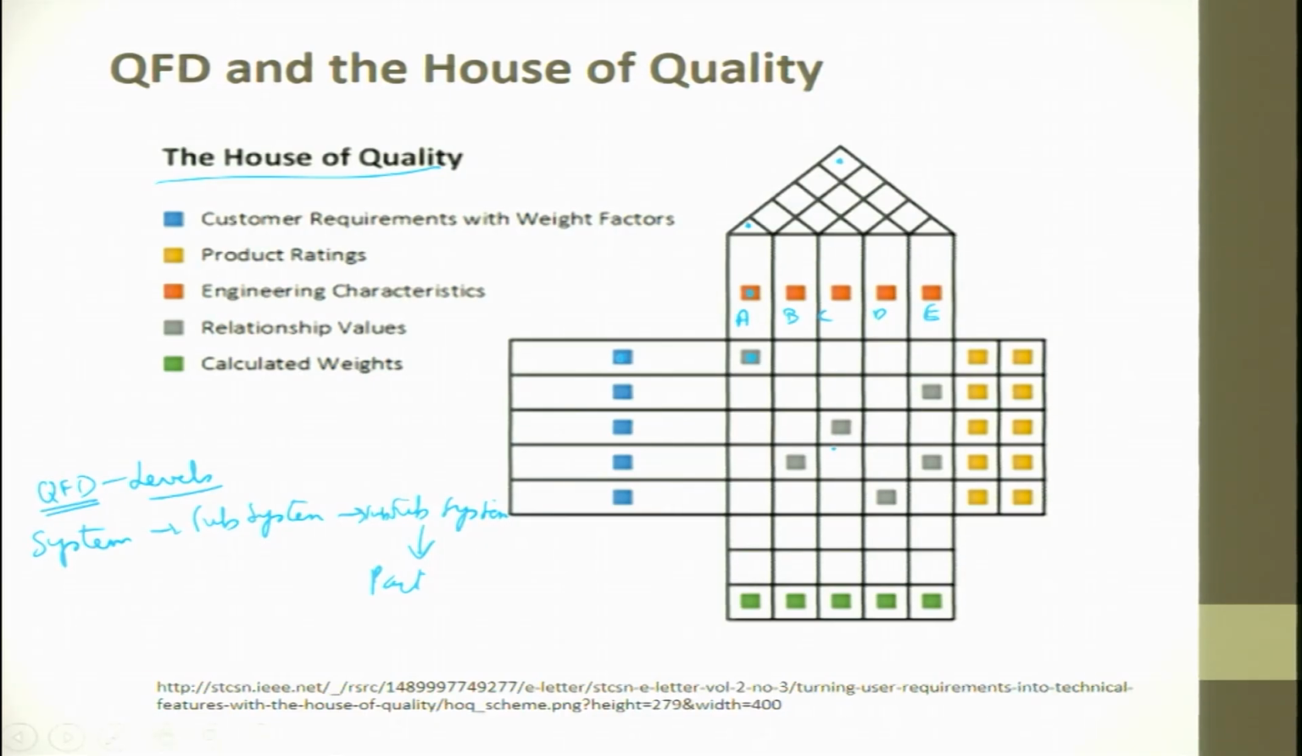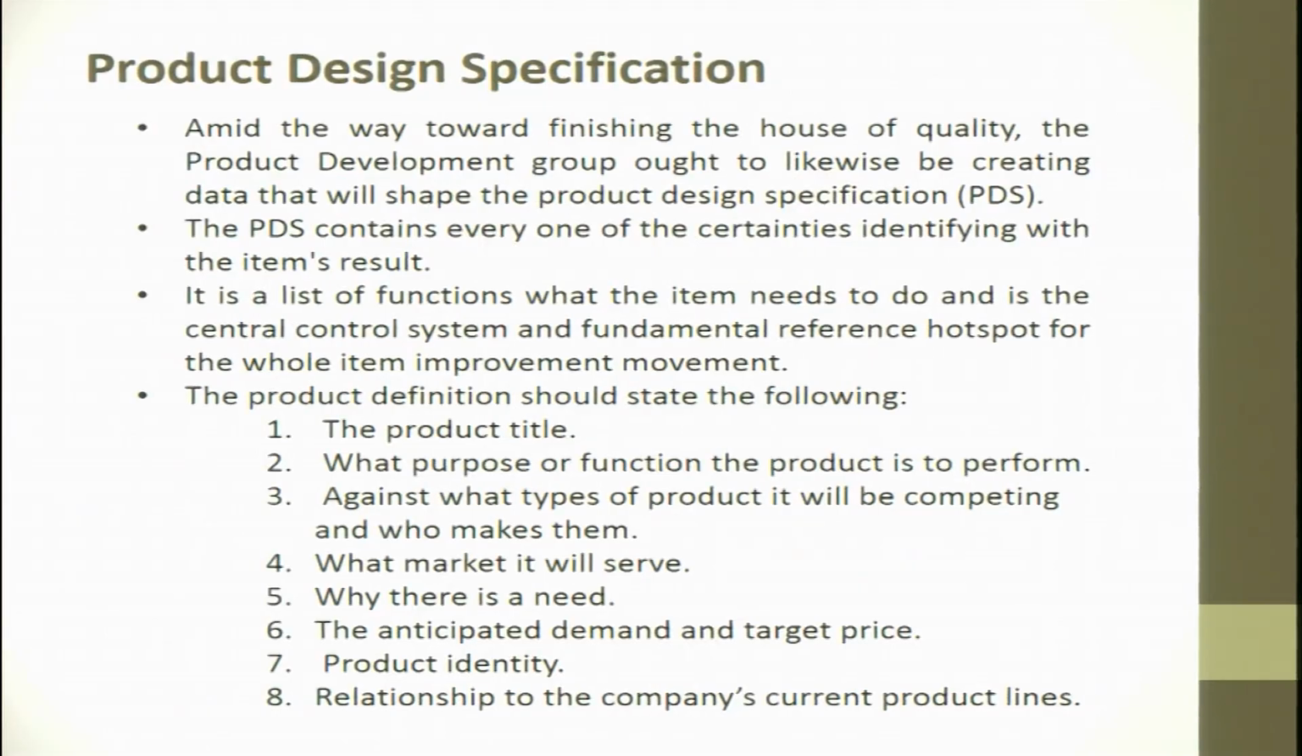Then you have the relationship matrix which we talked about, and based on all these calculations we have a calculated value at the bottom. We look at this to give priorities and then solve the requirements. By that we improve the product specification. When we look at the product design specification, it completes the way towards finishing the house of quality.